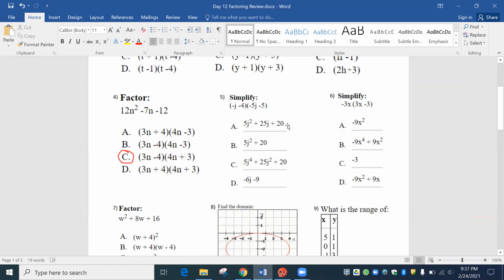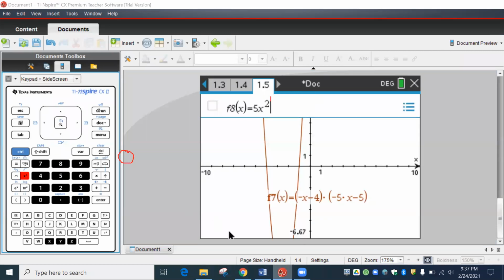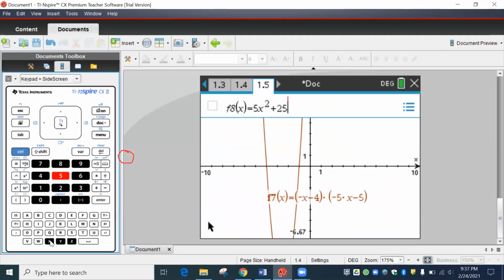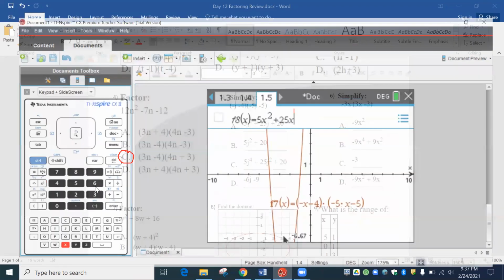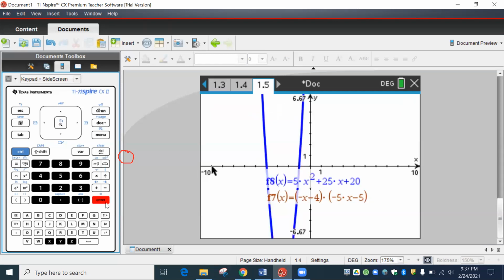So I'm going to start right here by typing this in. So we got 5x squared. So we're going to hit tab, 5x squared plus 25x. So plus 25x. And plus 20, so plus 20. All right, so keep your eyes on this color right here. If that changes from, what is that, like a brown color? That changes from brown to something else, and this is my answer.